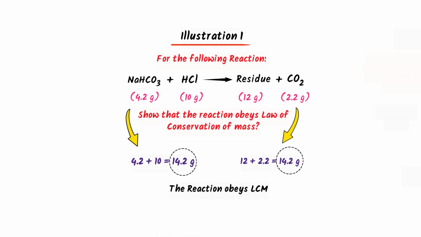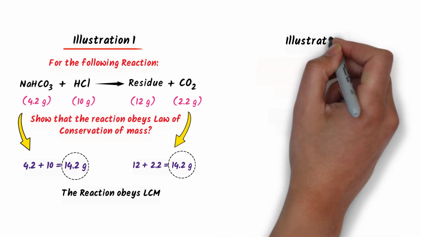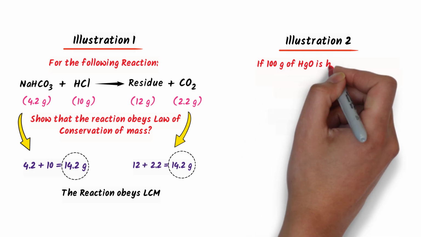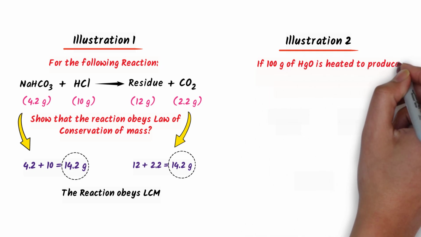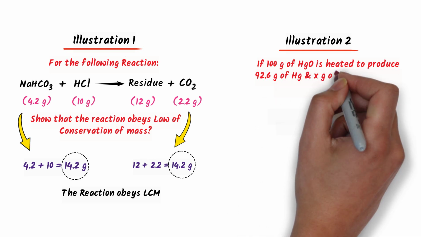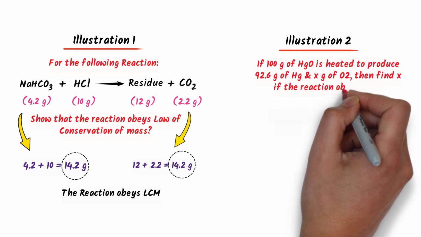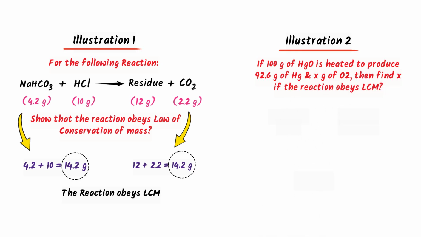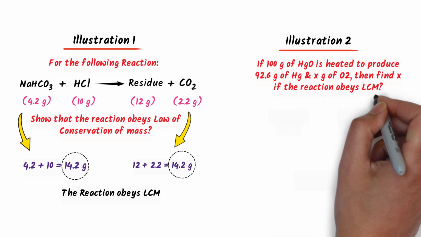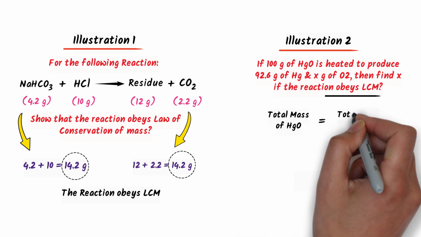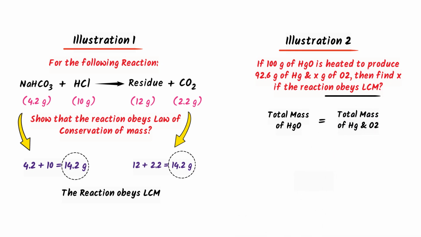of mass. In the same way, we have the next illustration that says if 100 grams of mercuric oxide is heated to produce 92.6 grams of mercury and X grams of oxygen, then find X if the reaction obeys the law of conservation of mass. Now, in this case, as the process or the reaction obeys law of conservation of mass, clearly the total mass of mercuric oxide must be equal to the total mass of mercury and that of oxygen.